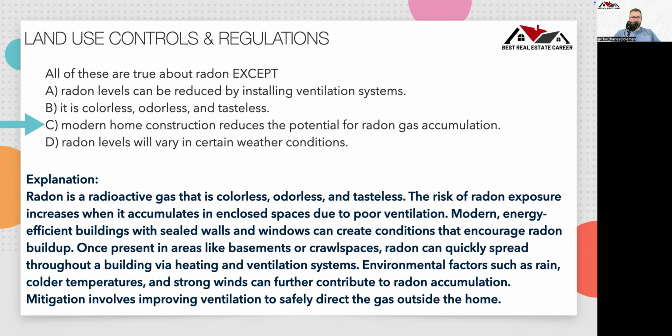Once present in areas like basements or crawl spaces, radon can quickly spread throughout a building via heating and ventilation systems. Environmental factors such as rain, colder temperatures, and strong winds can further contribute to radon accumulation. Mitigation involves improving ventilation to safely direct the gas outside of the home.